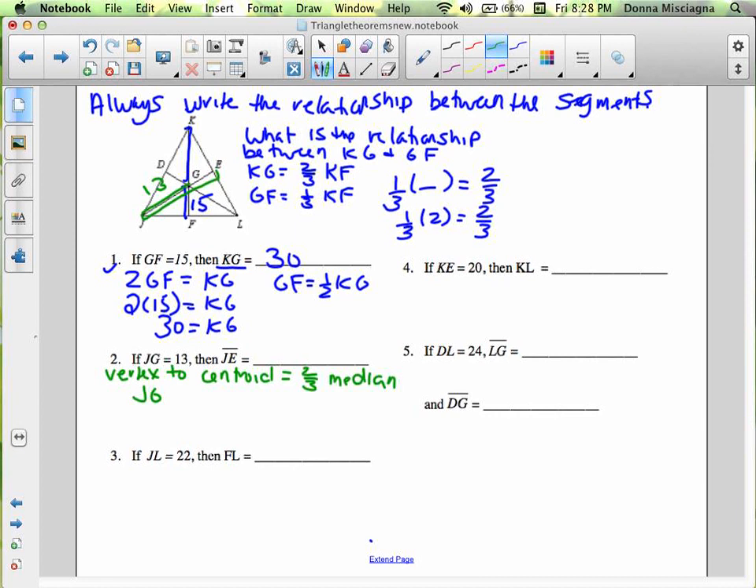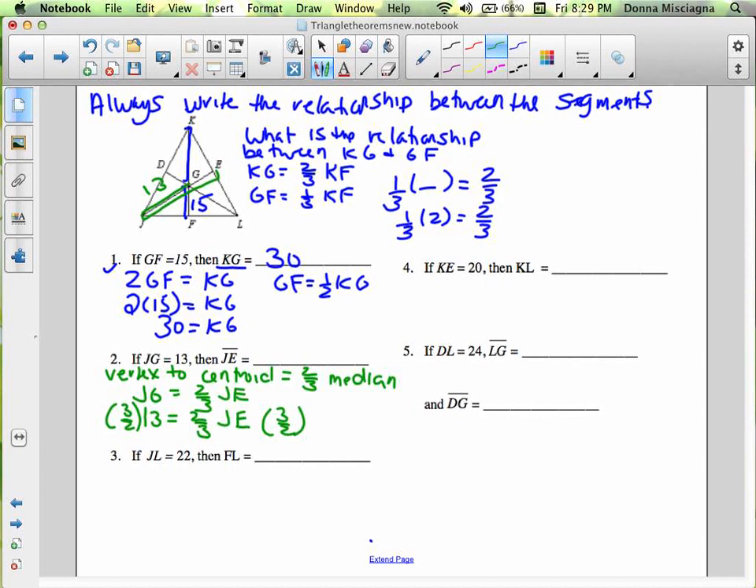So JG is equal to 2/3 of JE. Always write the relationship. Then I plug in. The one I know is JG, so 13 is 2/3 of JE. How do I solve for JE? We multiply both sides by the reciprocal, which is 3/2. It takes 3/2, 1.5, of JG to equal JE. I'm good with the math. Sometimes my tongue wants to get tied.